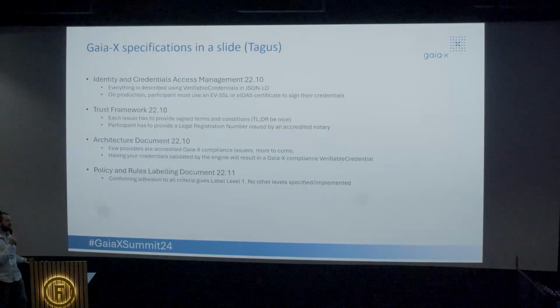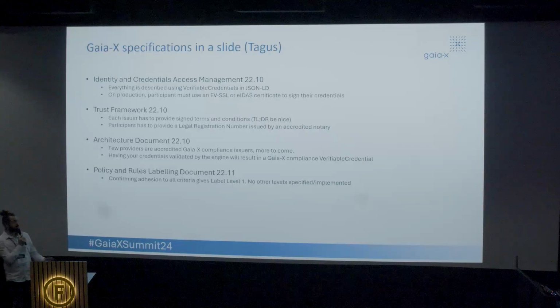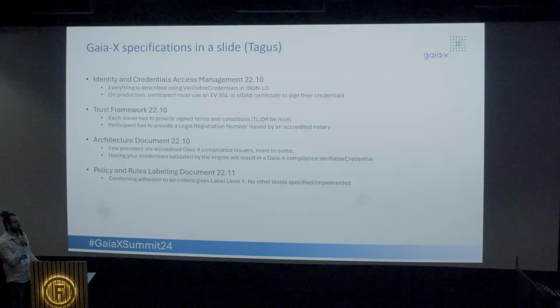Meaning that when you send a credential to an instance, the credential you get in return should be trusted by everyone in the Gaia-X ecosystem. The PRLD, so the Policy and Rules Labeling Document 2211, basically stated that if you are complying with all the criteria, you were reaching compliance label level 1. Nothing else was specified or implemented. So it's a quite lazy implementation of the document.